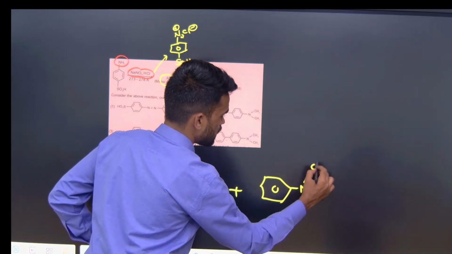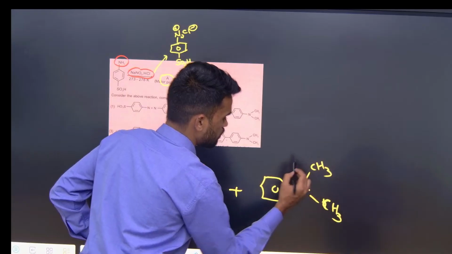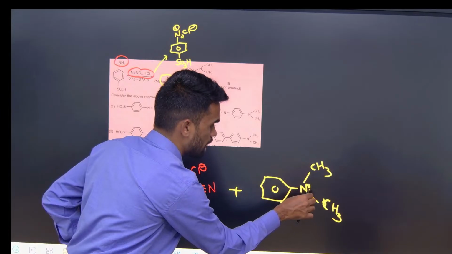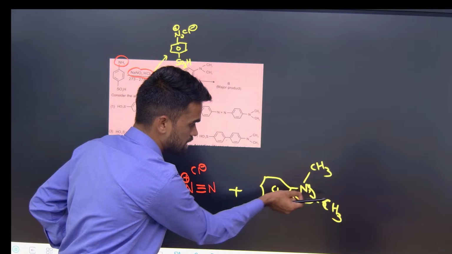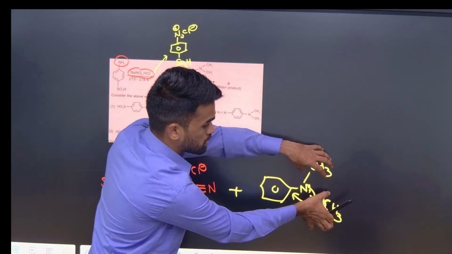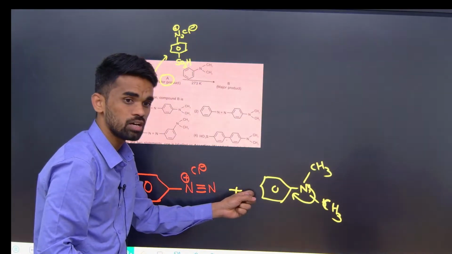N, CH3, CH3. N,N-dimethylaniline, I can say. Now see whether this is a ring activating group or ring deactivating group. Activating group, and it activates the ring by releasing electrons at what positions? Ortho and para. Since these are bulky groups, the electrophile will not come to the ortho, so it will be directed to the para position.